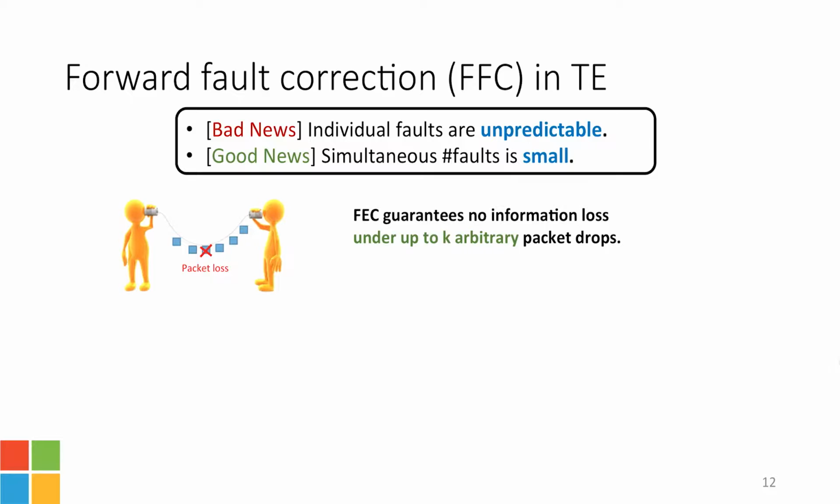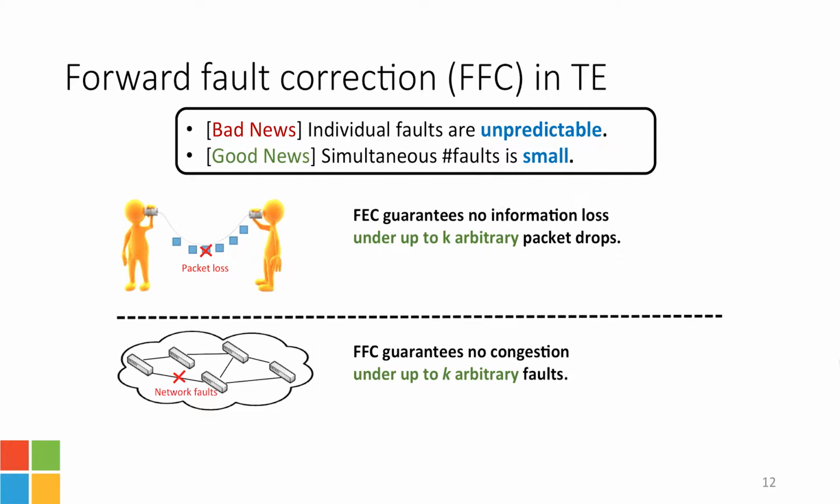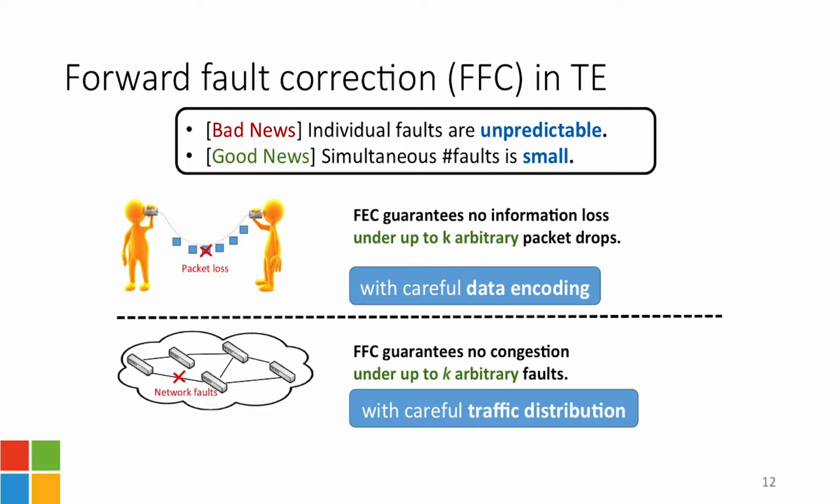So people created a concept called forward error correction. That means I encode the data such that if the number of lost packets is only up to k, I can recover all the information. So given the similar situation, we create a similar concept, which is called forward fault correction. That means we want to find a network configuration, a traffic engineering, that can guarantee no congestion as long as the number of faults is under k. We all know that FEC achieves this concept with a carefully designed data encoding, and we achieve this concept with a carefully designed traffic distribution.